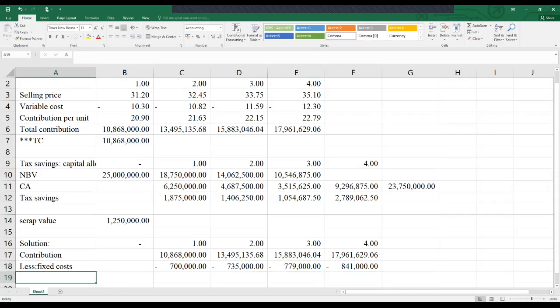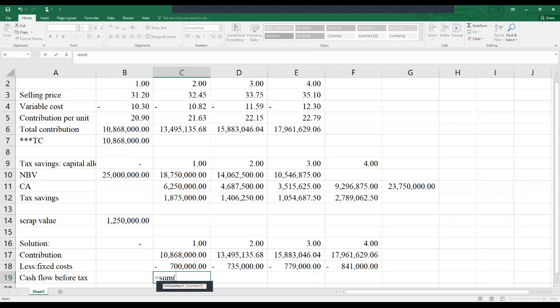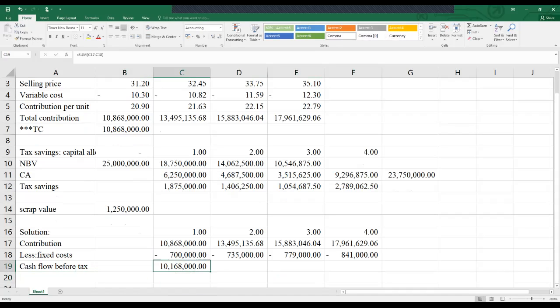Tax. Yeah, this is therefore cash flow before tax. Cash flow before tax equals the sum. Don't forget I do the sum because my fixed costs are already negative. Okay, that's for year 1. I have the formula all the way to year 4.